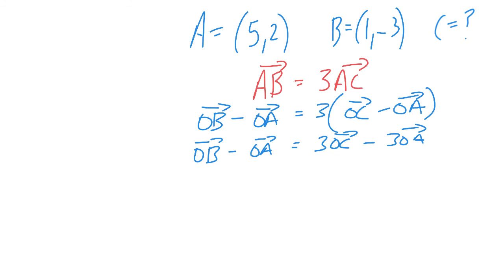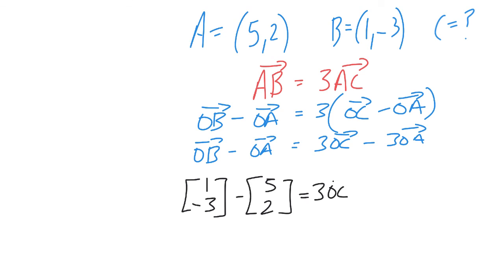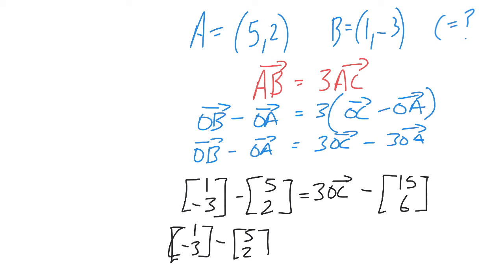And if you want, you could rearrange this a little bit more to get OC by itself, or at this point I'm just going to sub in the numbers. So O to B is (1, -3), O to A is (5, 2), O to C I don't know, so I'm going to leave it as 3 O to C, and 3 O to A, so if I times those numbers by 3 I get (15, 6). So I'm going to add that last vector on to the side, so I get (1, -3) take away (5, 2) plus (15, 6) is equal to 3 OC.